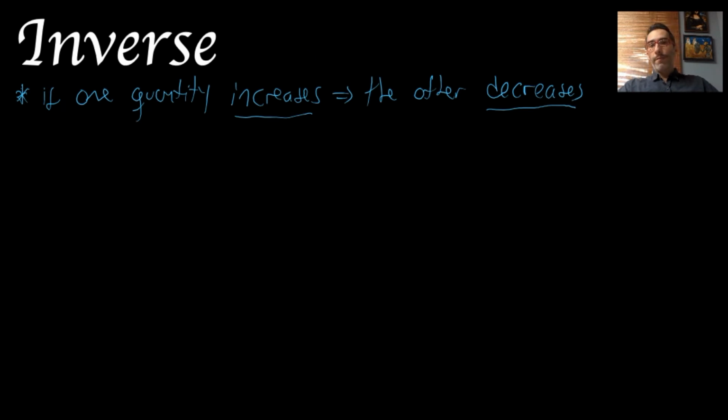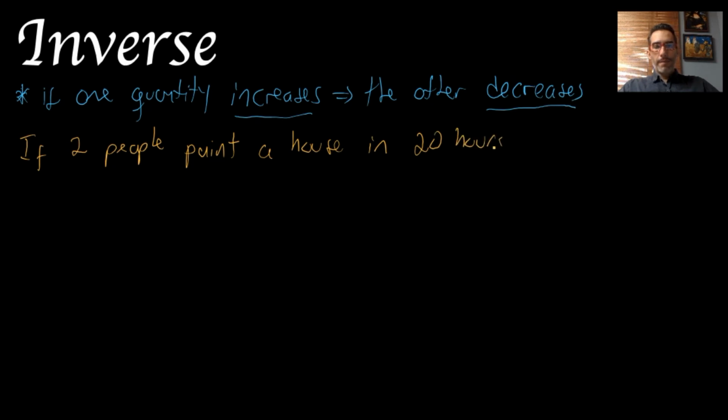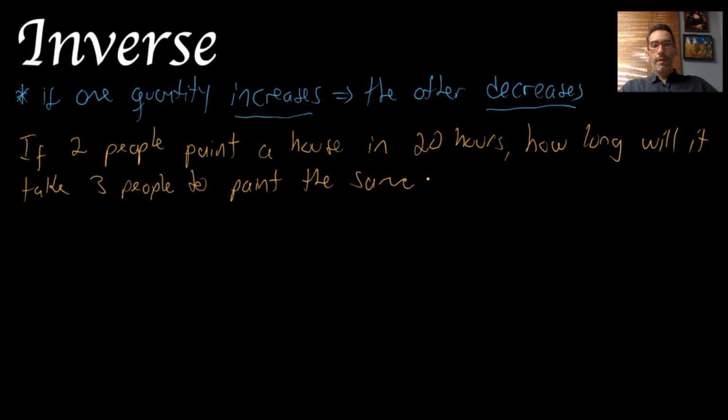Let's go again with an example. Let's say we're going to paint a house, that I just recently did in this quarantine. So the scenario is if two people paint a house in, let's say, 20 hours, and he will say, how long will it take three people to paint the same house? The same house. This is what we want to explain.